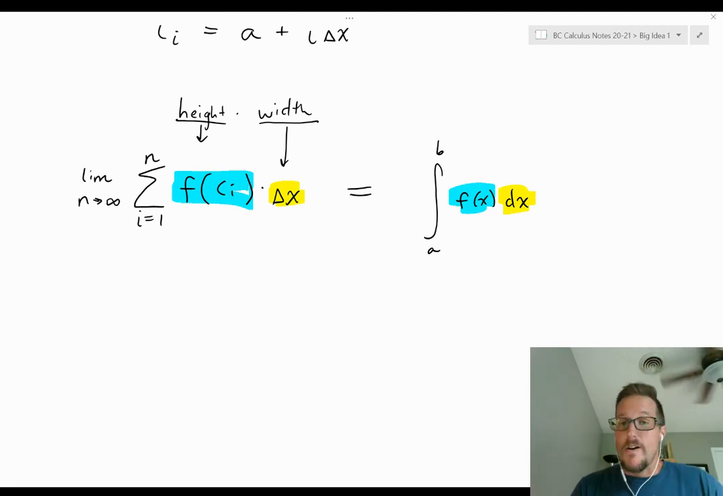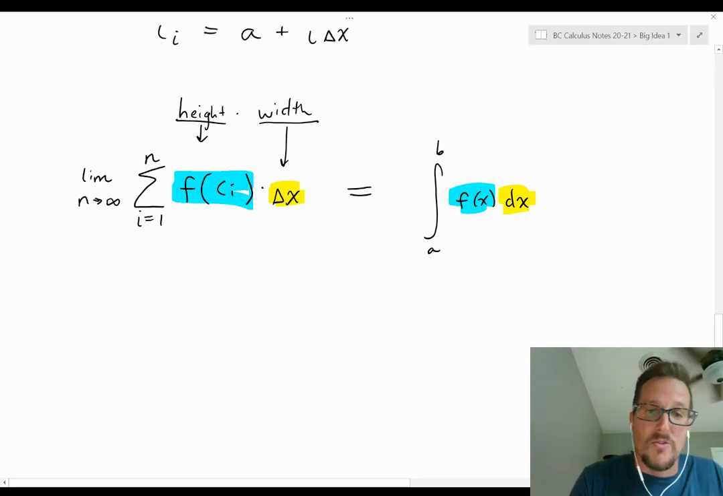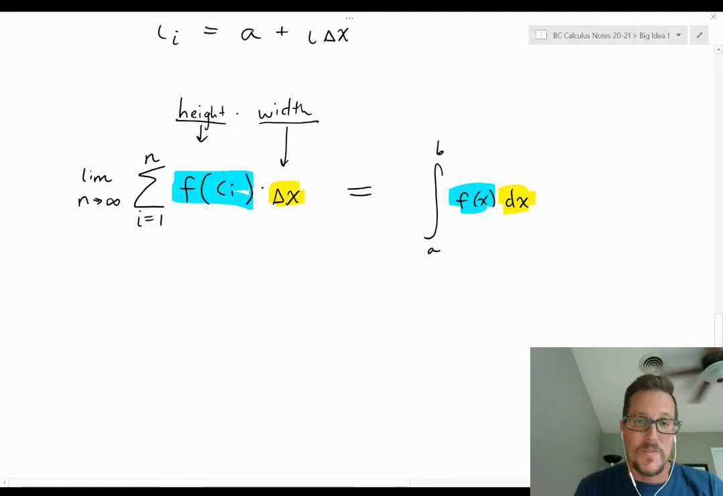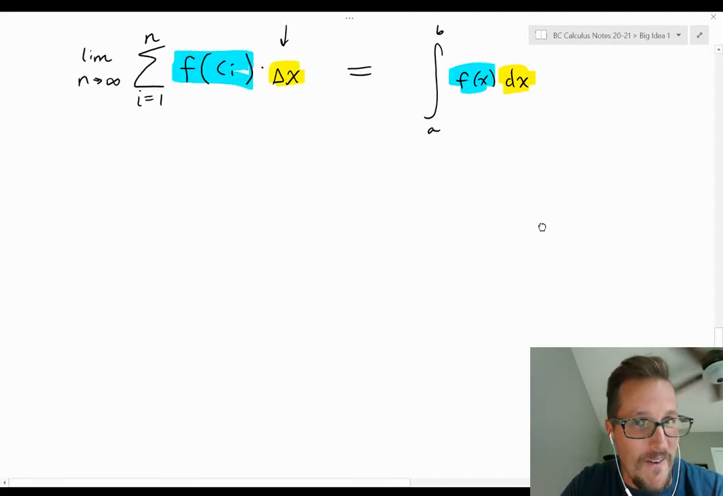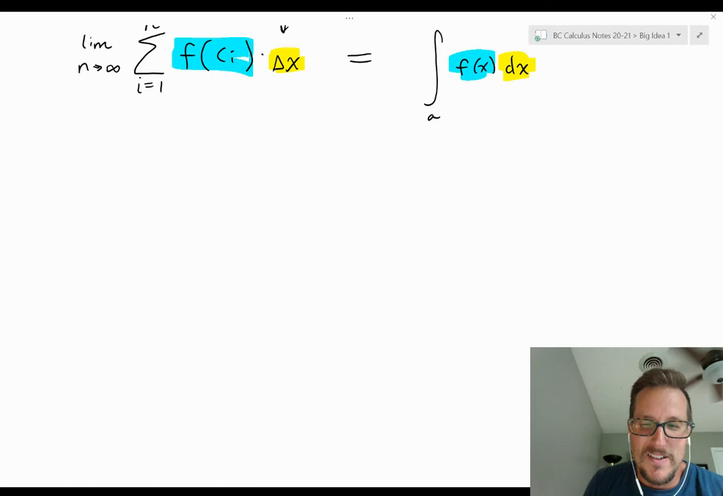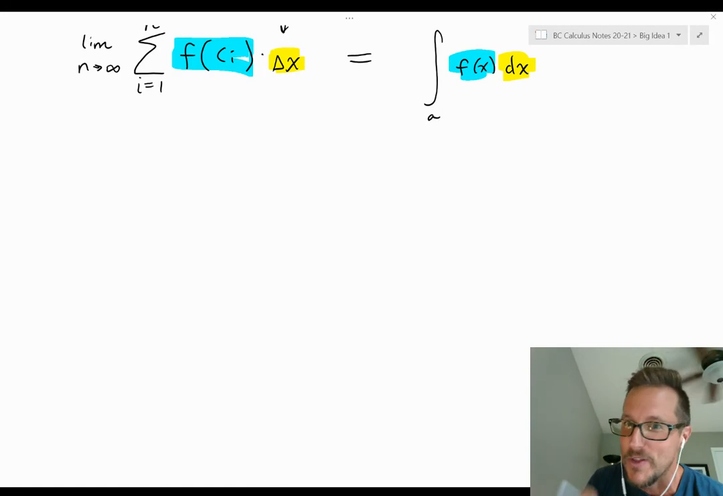I would love for you to stick around for a few more minutes while I do a definite integral by definition, just to prove that it can be done. Okay? If you're willing to stick with me, I'm gonna do one right now. You can leave if you don't want to see this. But for those of you that are really bored, check this out.